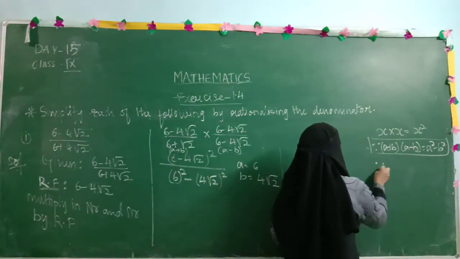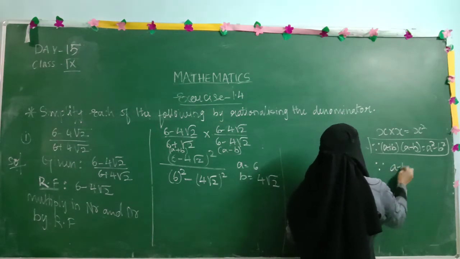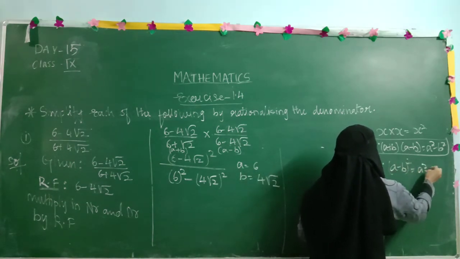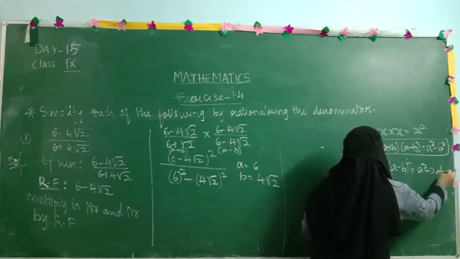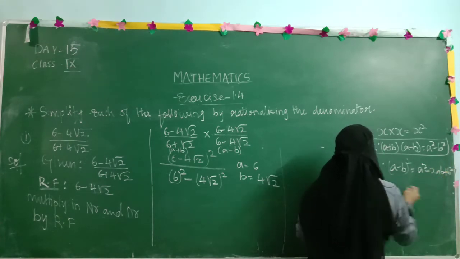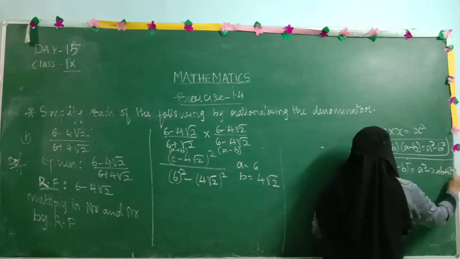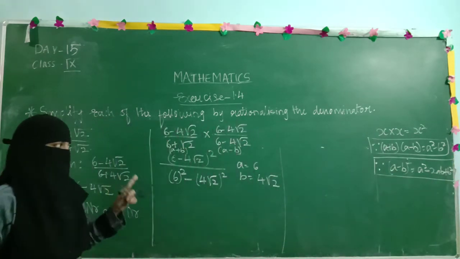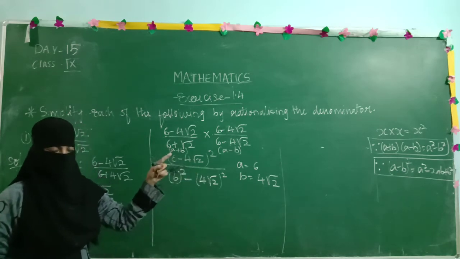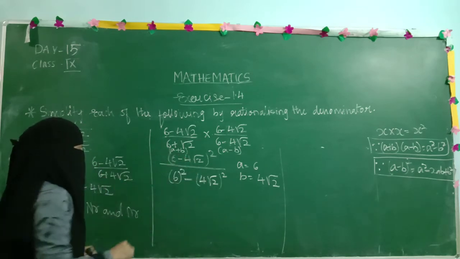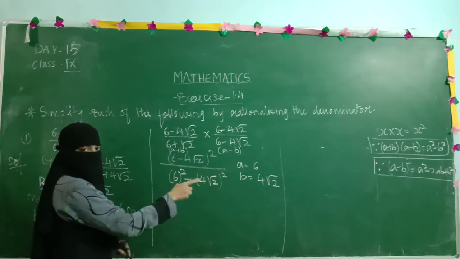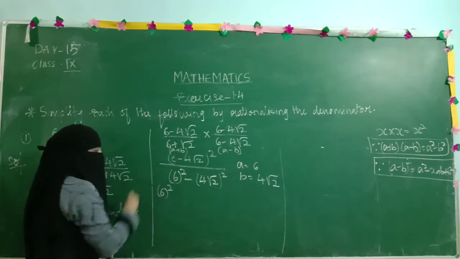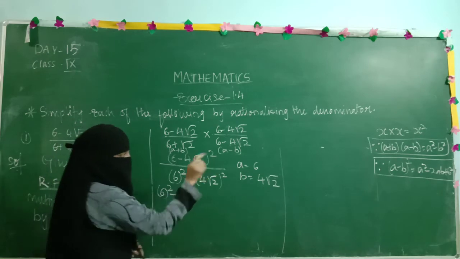Again you need to use one more law, that is a minus b whole square, which is a square minus 2ab plus b square. Okay, a minus b whole square can be written as a square minus 2ab plus b square. In that form we are going to convert. Again you have the same values of a and b. So a is 6, square, minus 2ab.